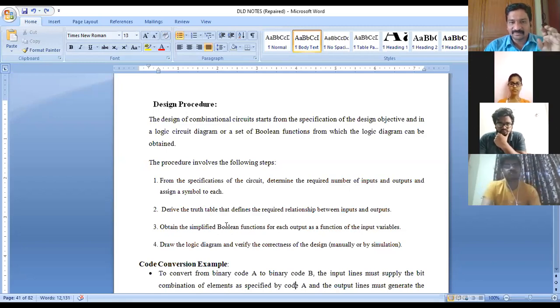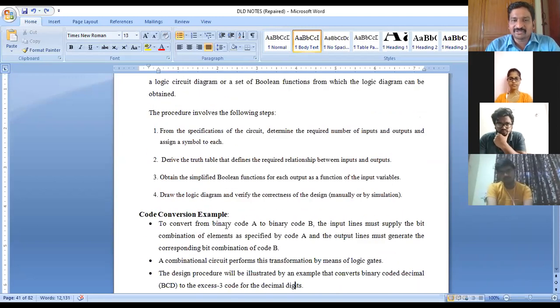The third step is that we simplify the Boolean expression after getting the entire truth table. So it is very easy, right? The output may be either 0 or 1. Wherever the output is 1, it goes into the Boolean expression. After getting that Boolean expression, the fourth step is to design the logic diagram. These are the 4 phases of designing any combinational circuit. Okay, got it? Now we'll see one example of how we design a combinational circuit.